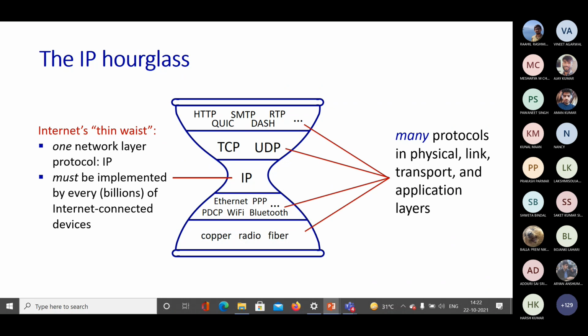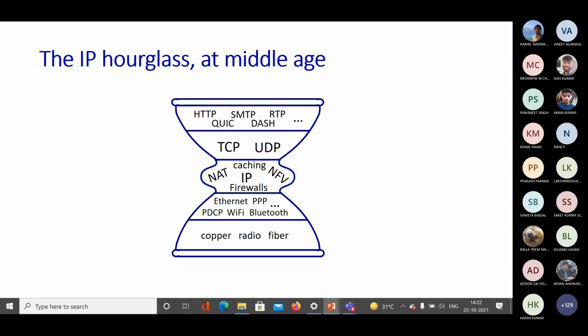Of course, we do have many different protocols related to all the other layers, but IP is the one that stands tall in between all of them, and it is the crux which actually supports the internet. Now if we have middle boxes, what else can be supported on top of this? NAT, caching, firewalls, and NFV.